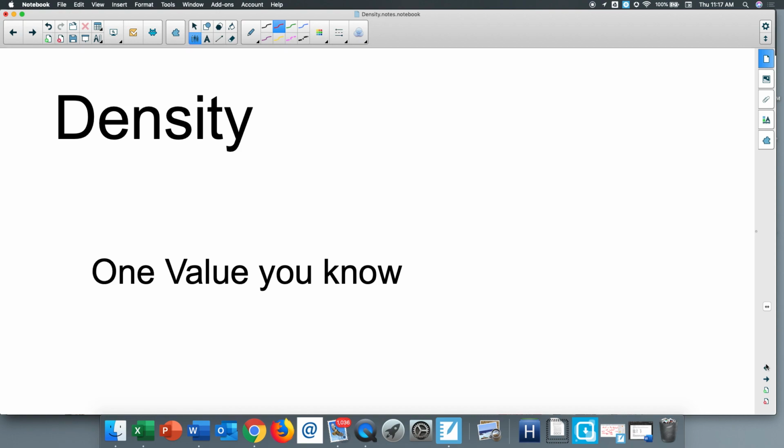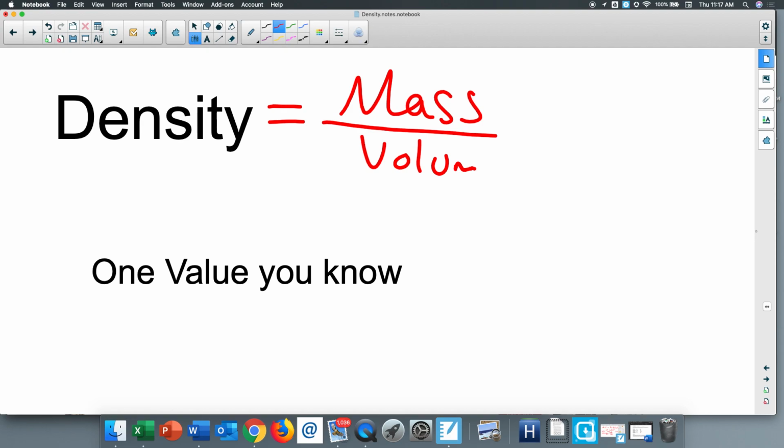Okay, so density. What does density equal? What does density mean? Something with mass and volume. What are we going to do with mass and volume? Divide. Which one's going to be on top? If you have a lot of density, do you have a lot of mass or a lot of volume? A lot of mass. So it's going to be mass on top. Mass is proportional to density, excuse me. If you have a big volume, that would make for a small density. Okay, so density equals mass over volume.